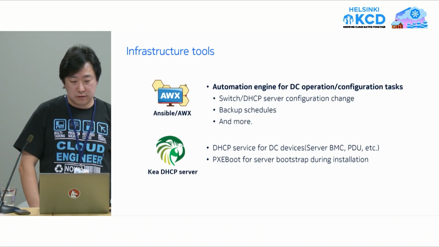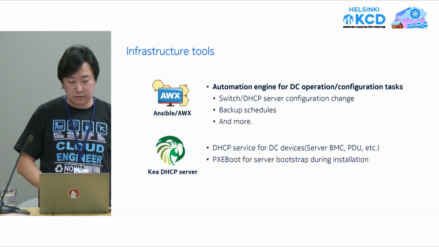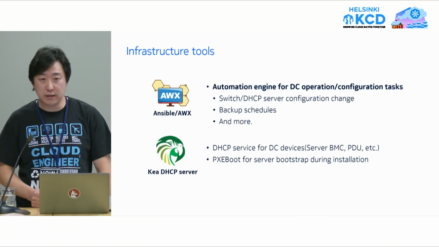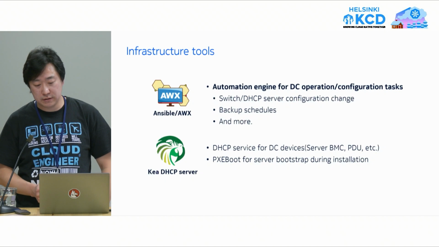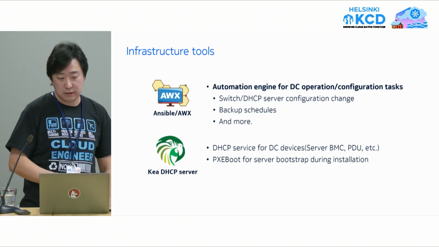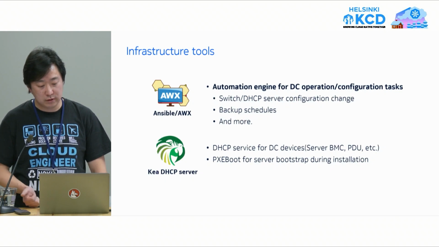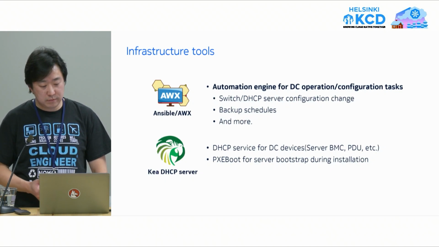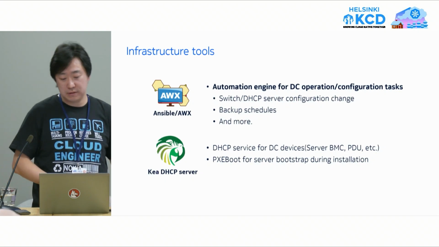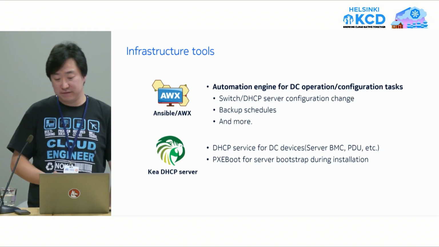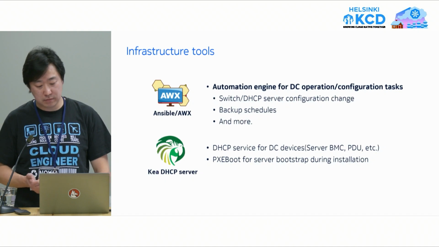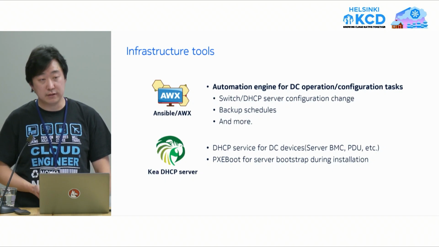Several infrastructure tools we use: Ansible AWX as the automation engine for data center operations and configuration tasks, like switch and DHCP configuration changes and backup schedules and more. We use the Kea DHCP server to provide DHCP services for DC devices like servers, BMC, power distribution units, and so on, and also switches, for example. And it also provides PXE boot support for server bootstrap during the installation.